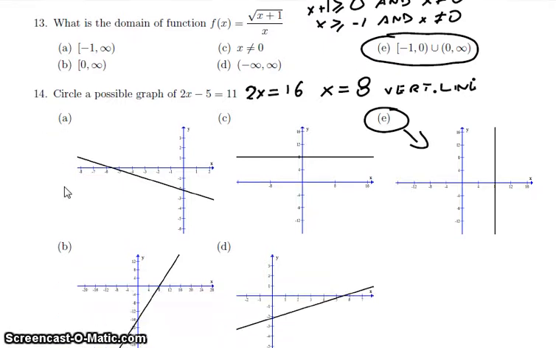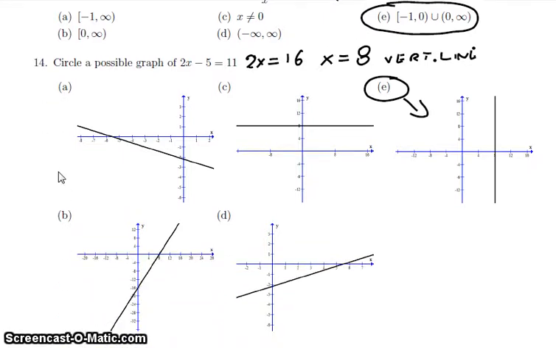Problem 14. Circle the possible graph of 2x minus 5 equals 11. So if you solve this little equation for x, notice there aren't any y's in this equation. You get x equals 8, which is an equation of a vertical line. So the only vertical line is represented on this graph, E.